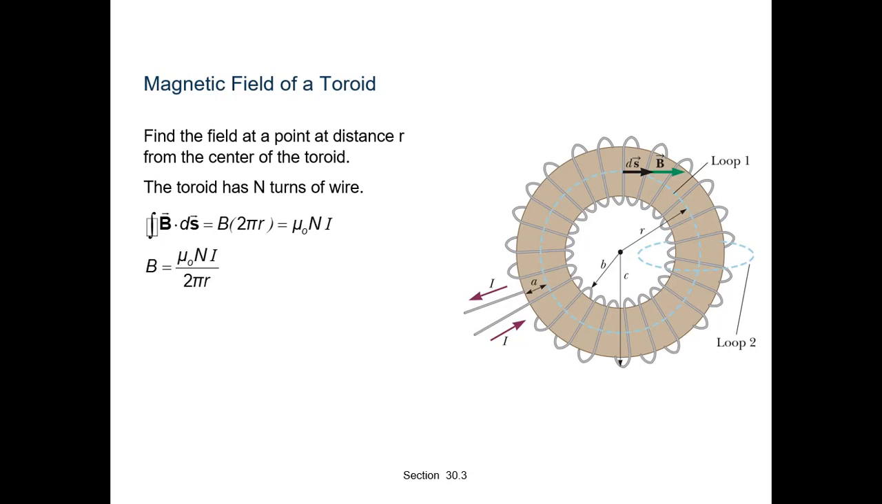Circular Amperian loops are there, loop 1 and loop 2. This is our loop 1 and this is our loop 2. There are two circular Amperian loops, loop 1 and loop 2, shown in the figure as dashed lines.